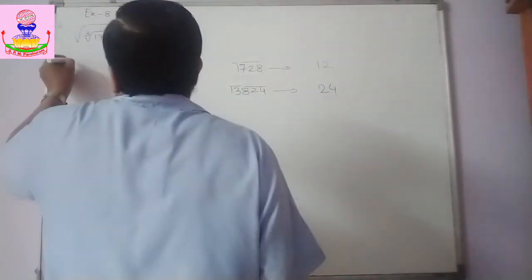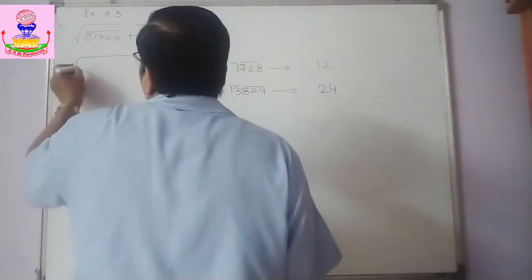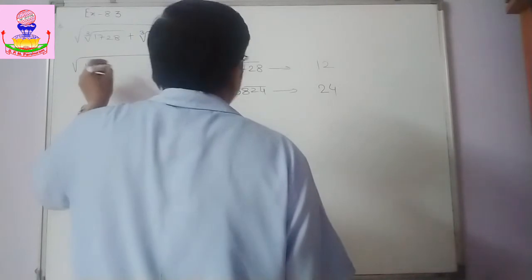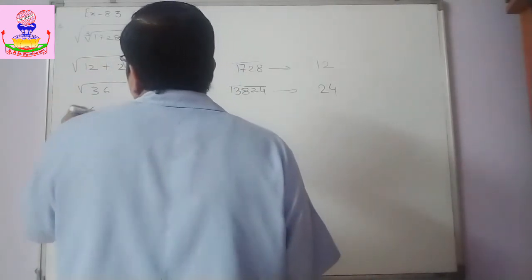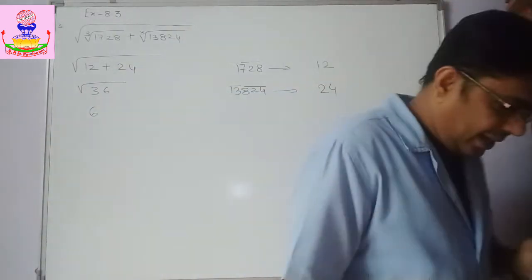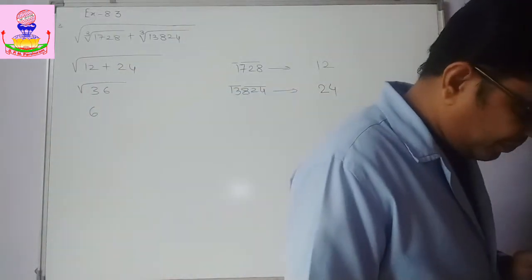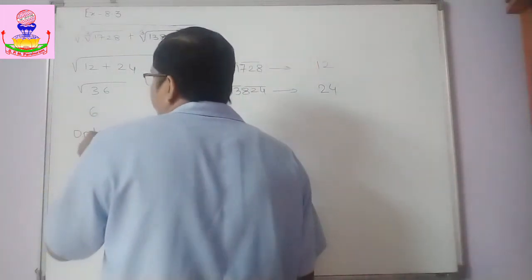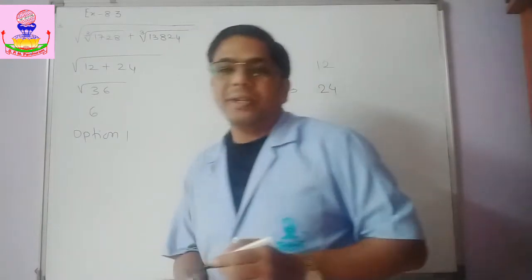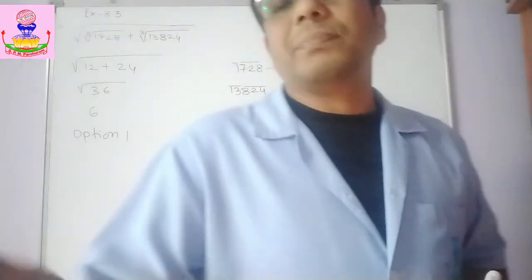Now our job is done. Most of the part is completed. So 12 plus 24. How much? 36. Square root of 36, 6. And hence option number 1. Option number 1. Okay, so let's move to the next example.